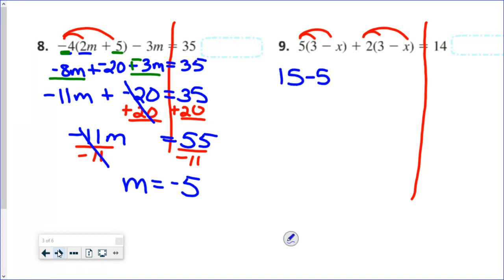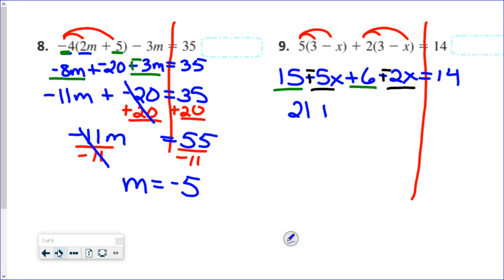15 minus 5x plus 6 minus 2x equals 14. If you're unsure how I got those, remember the number on the outside times the number on the inside. Now, I'm looking. I have a positive 15 and a positive 6, and that gives me 21. Okay, I have a negative 5x and a negative 2x, and that gives me a negative 7x equals 14. Whew, that's a big one.